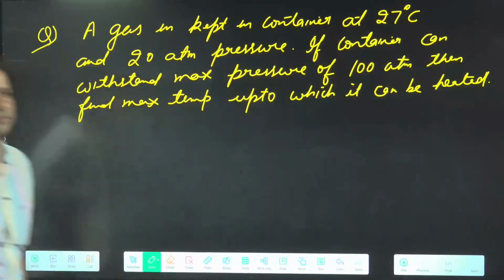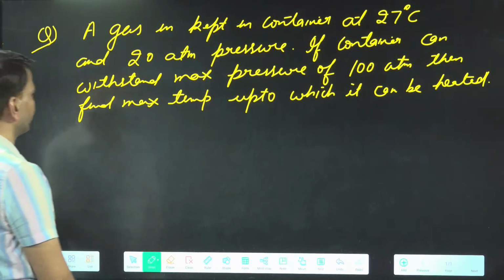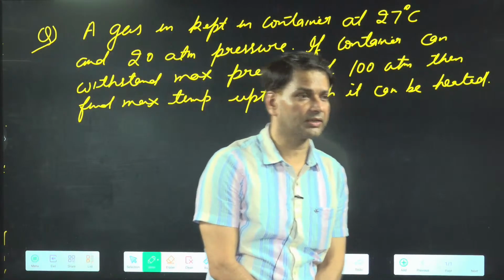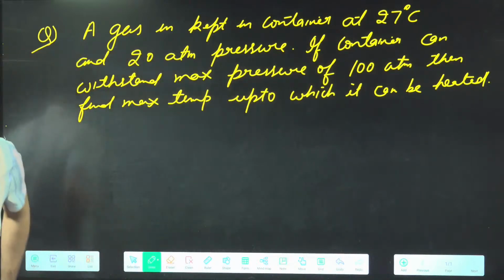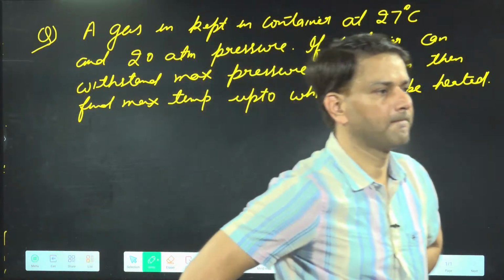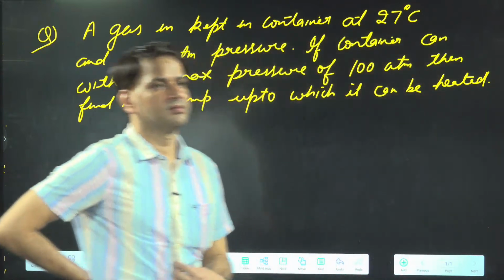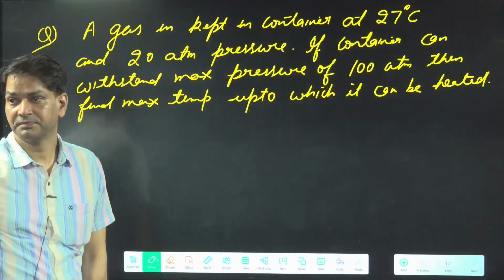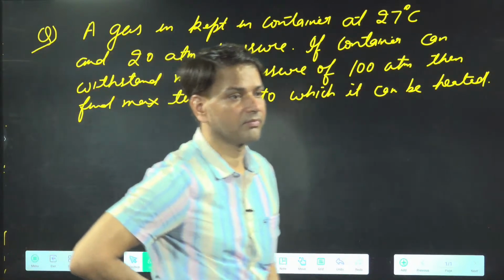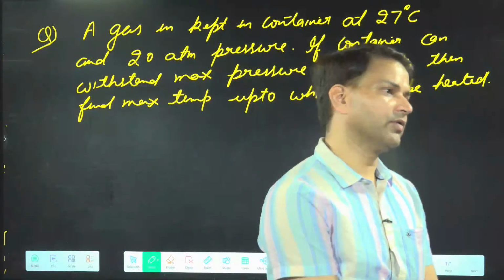That is a simple question. So gas is kept in a container at 27 and 20 atmospheric pressure. If the container can withstand maximum pressure of 100 atm, then we have to find the maximum temperature up to which it can be heated. What is the answer? No answer. So which law will we use here?